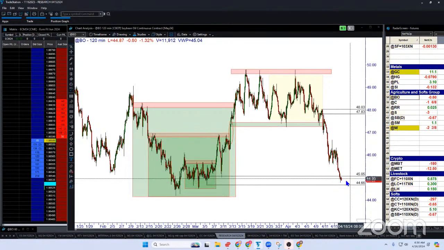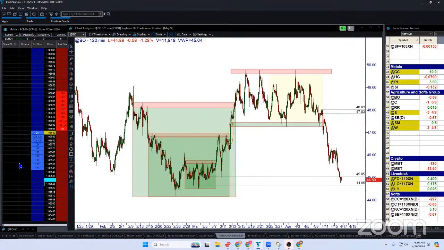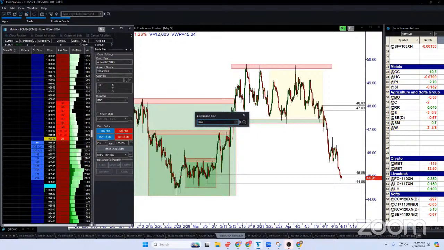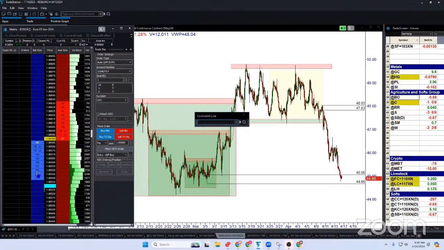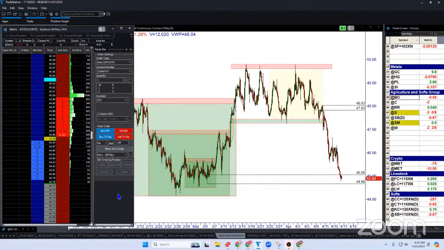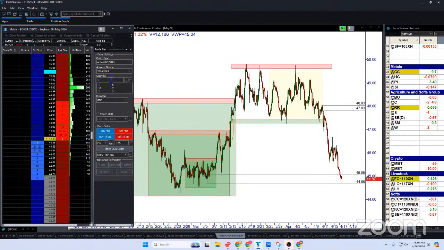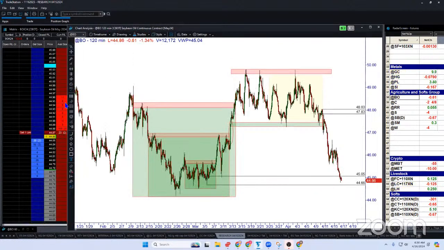So let's set this one up here. We're trading the May contracts. And trading the May contract, I'm going to look for a long entry at 45.05. Order rejected. Okay. So I'll come back in and post that in just a moment.